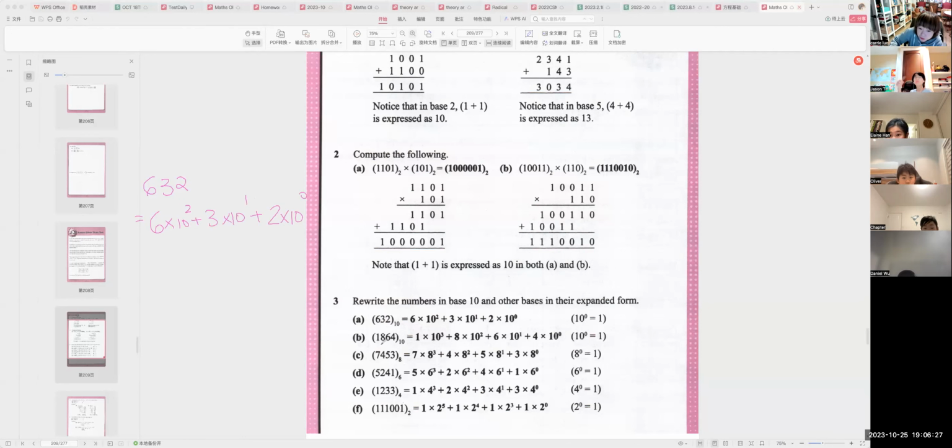Okay, so if you take a look at that one, both of them are based on what? Based on 10. That's why it's 10 cubed, 10 squared, based on the 10 base. But if you have a number whose base is 8, then it's 7 times 8 to the power 3, plus 4 times 8 squared, plus 5 times 8 to the power 1, and 3 times 8 to the power 0. Understand, everybody?